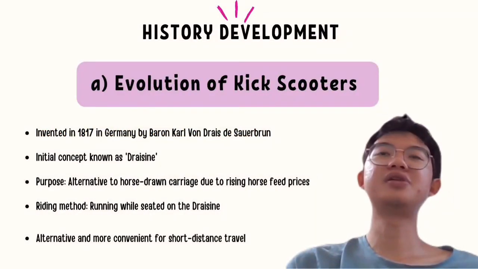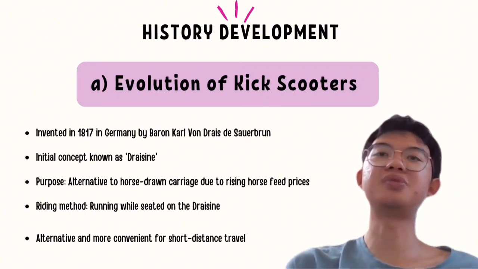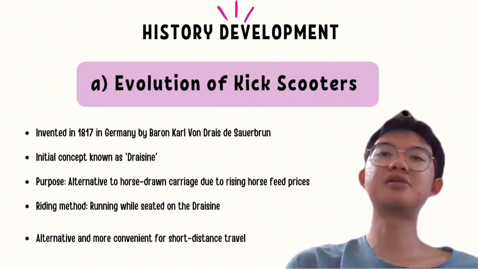For the historical development of the kick scooter, it was first invented in 1817 in Germany by Karl, and the initial concept is known as the Draisine. The purpose of this invention was to become an alternative to the horse-drawn carriage due to rising horse feed prices. The riding method of this Draisine is running while sitting on it. The results show that it is an alternative and more convenient for short distance travel than a carriage.